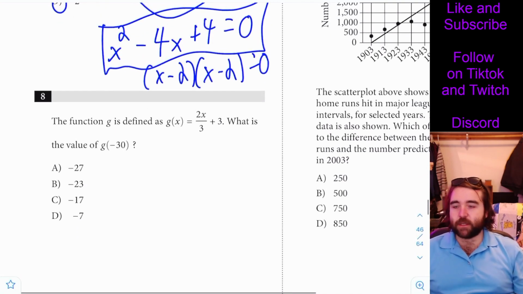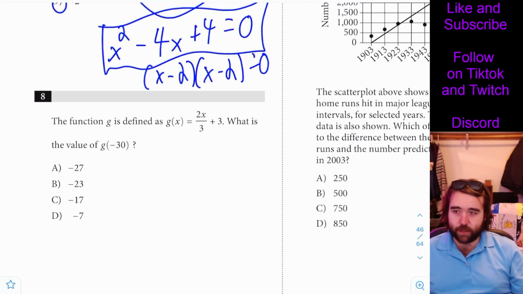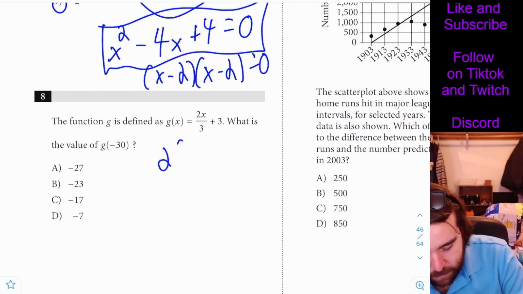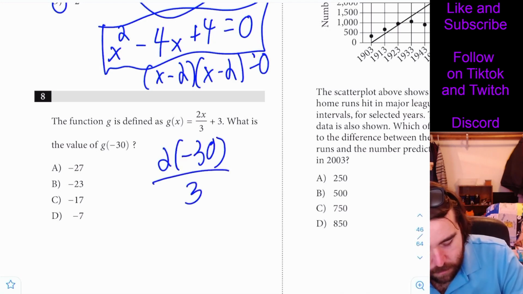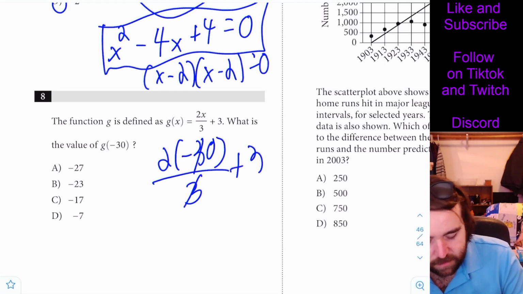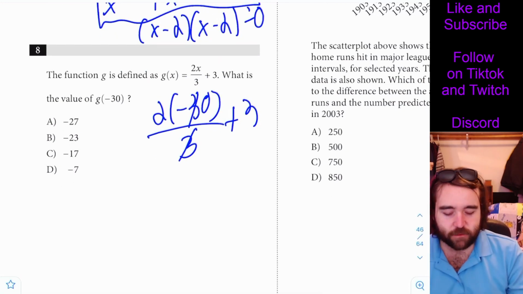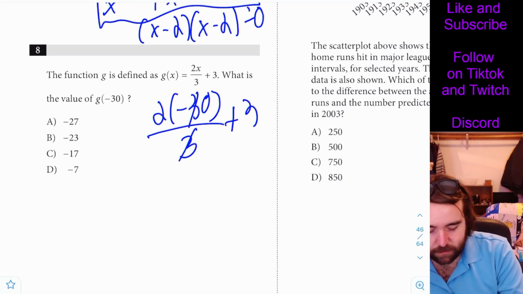All right, this is another one. Maybe you just want to get out a calculator, but it's quicker not to, to be honest. So the function g of x is defined like that. You plug in negative 30, what happens? Well, you can do some canceling. So you're going to cancel, just leave this as a negative 10. So you have negative 20 plus 3, which is negative 17. See?